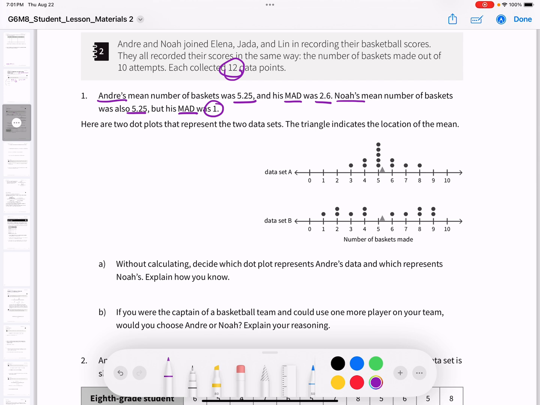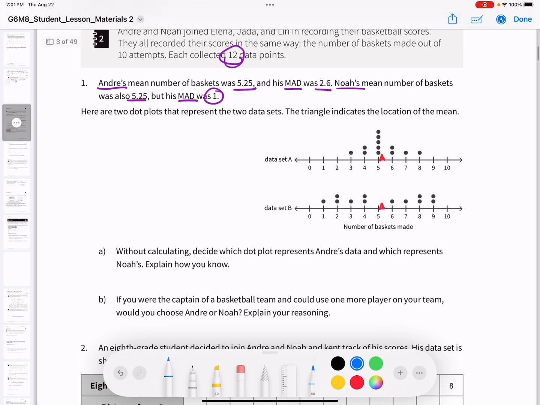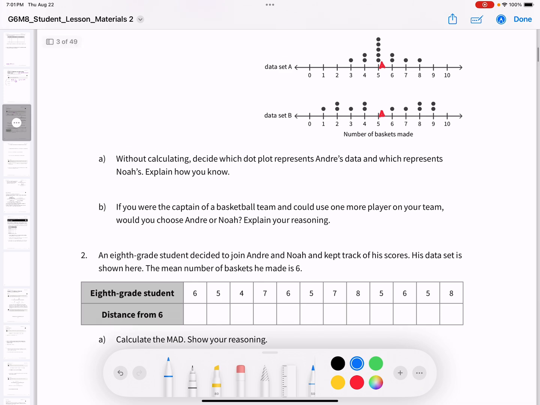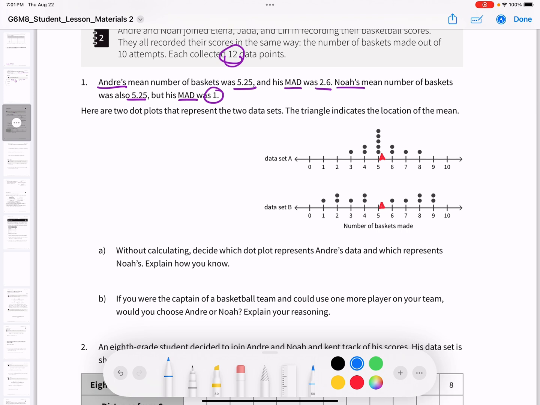Here are the two dot plots that represent the two data sets. The triangle indicates the location of the mean. So here are our triangles. That indicates the mean. Without calculating, decide which dot plot represents Andre's data and which represents Noah's. Explain how you know. Well, they both have a mean of 5.25, so looking at the mean doesn't really help us because they're the same. But the mean absolute deviation is different. One is 2.6 and one is 1.